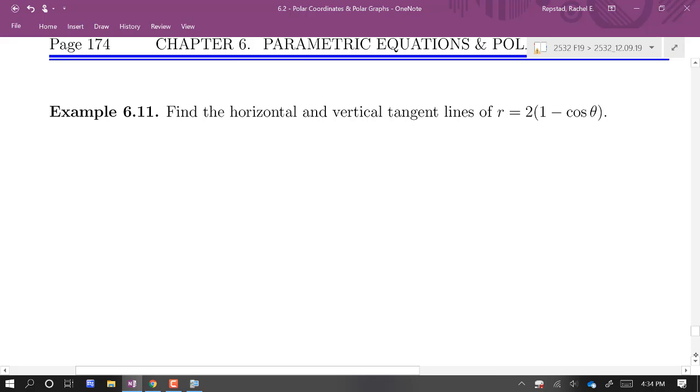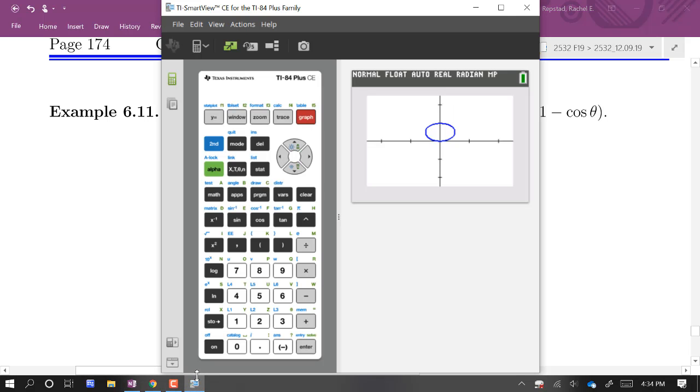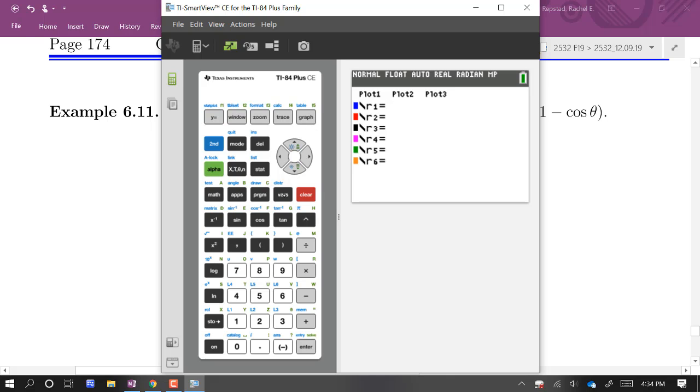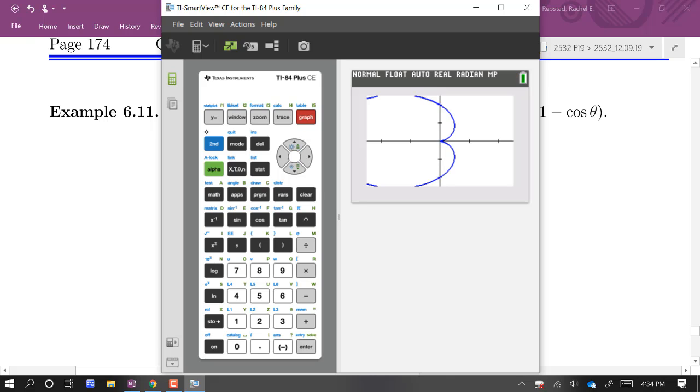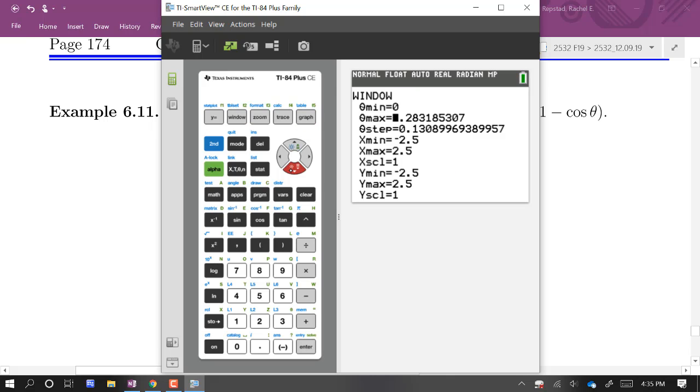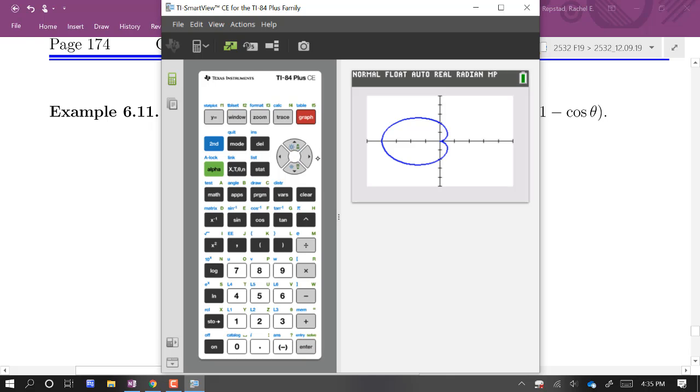Okay. We're going to find vertical and horizontal tangents. So let's see what this looks like. Oh, I have to expand my window. Okay, so that's an interesting shape. Looks like we should have a vertical tangent over here and here, probably tangent at both those points, and then a horizontal tangent at the top and the bottom. Let's see what we find.